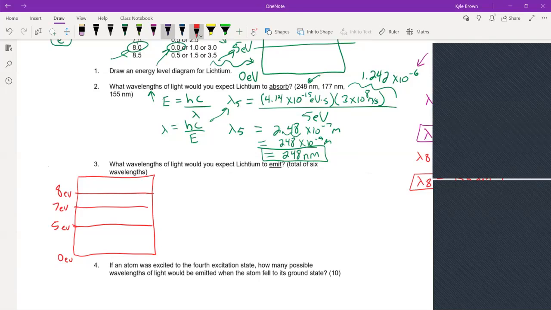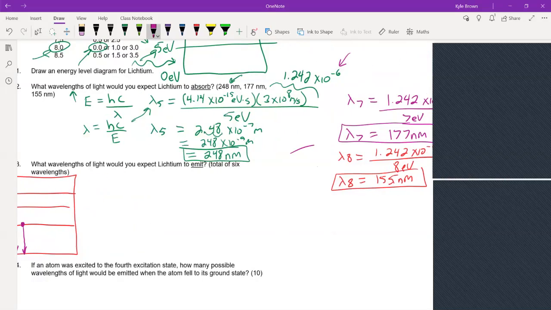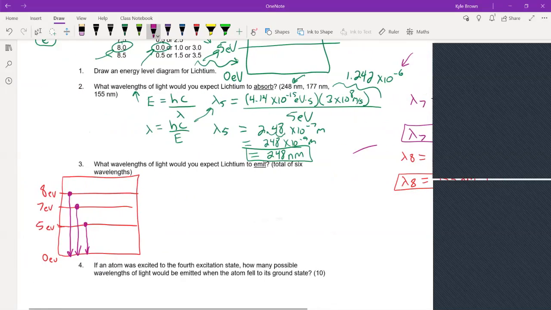Okay, so emitting. Remember how they emit: you could have all of these, where it goes from 8 down to 0, or from 7 down to 0, or from 5 down to 0. And those wavelengths, we already figured out, because they're exactly the same as the absorption wavelengths. So we've already figured out 3 of them.